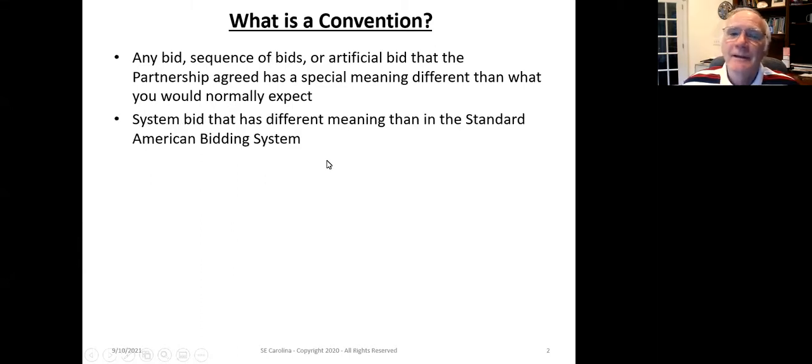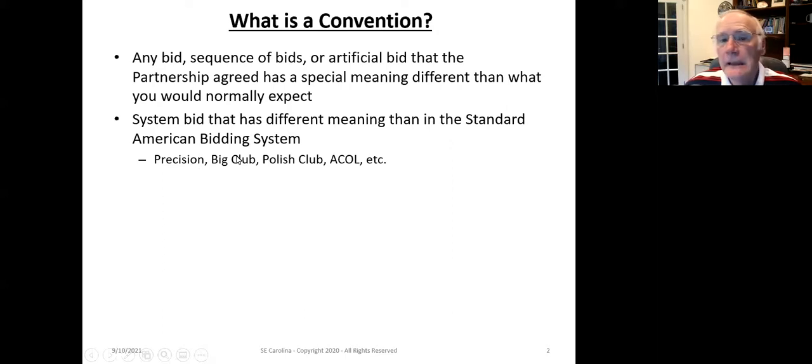Now, it also is a system bid that has a different meaning than the standard American bidding system. There are lots of different bidding systems used around the world. Here in North America, for the most part, we use the standard American bidding system. A number of people use Precision and Big Club here in North America. But in other places, they use the Polish Club, and in Great Britain, they use ACOL, and others around the world. Bridge is one of the few games that allows you to use any system you want.